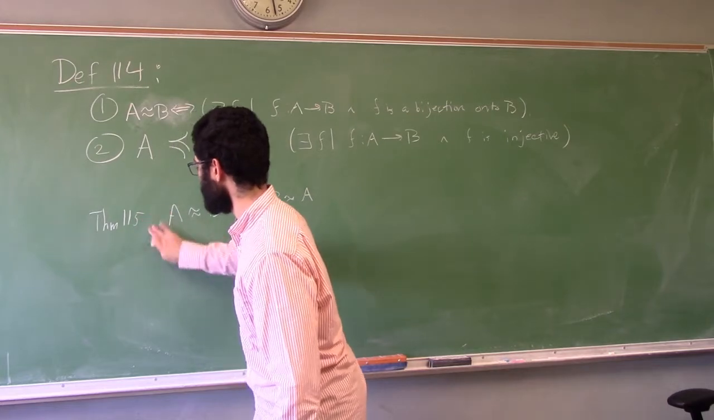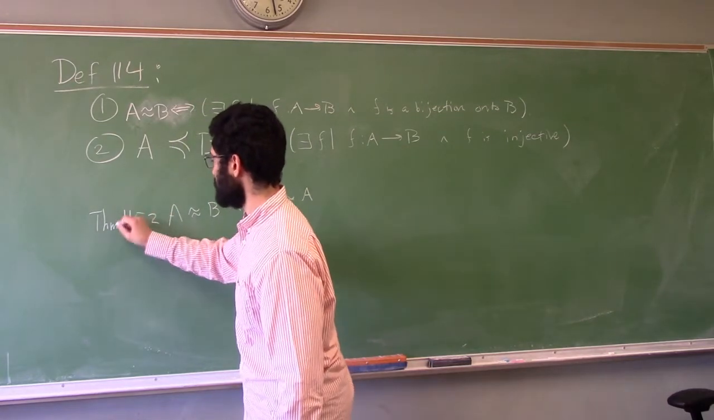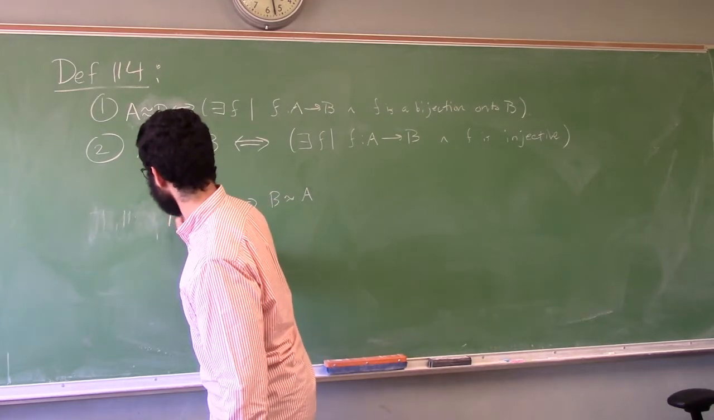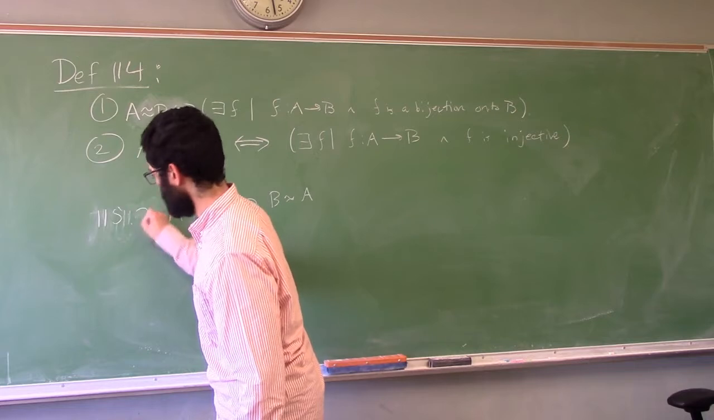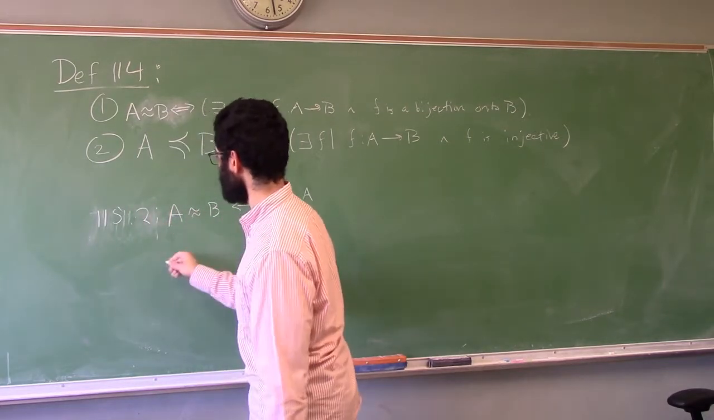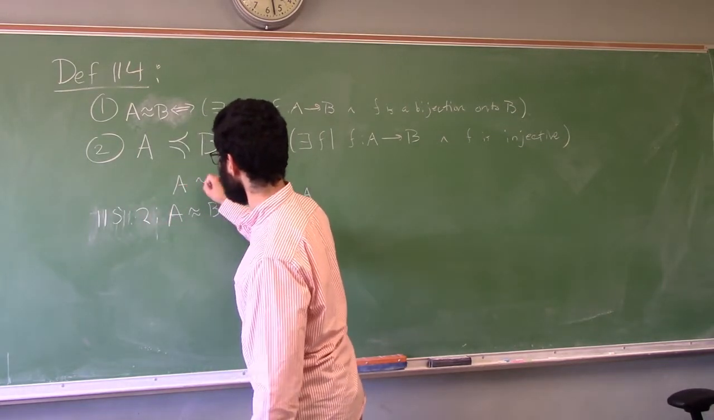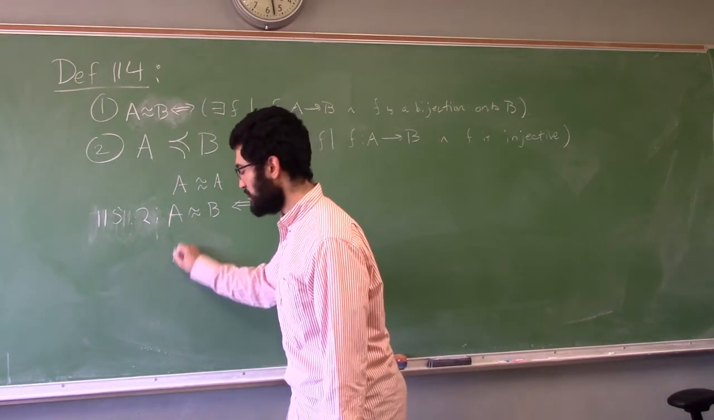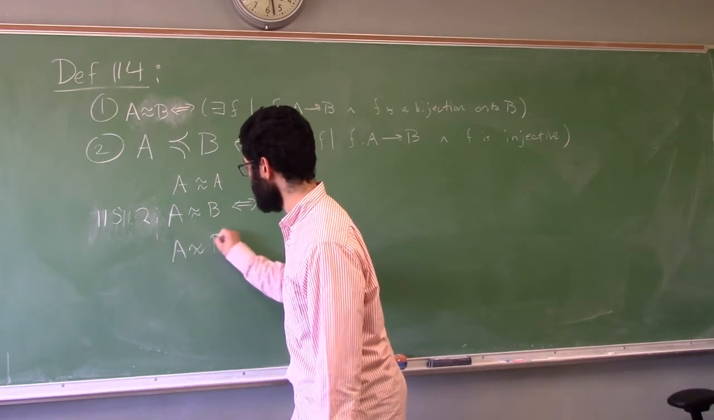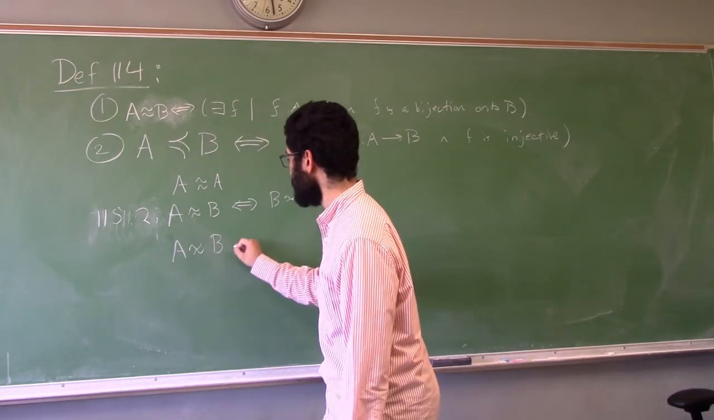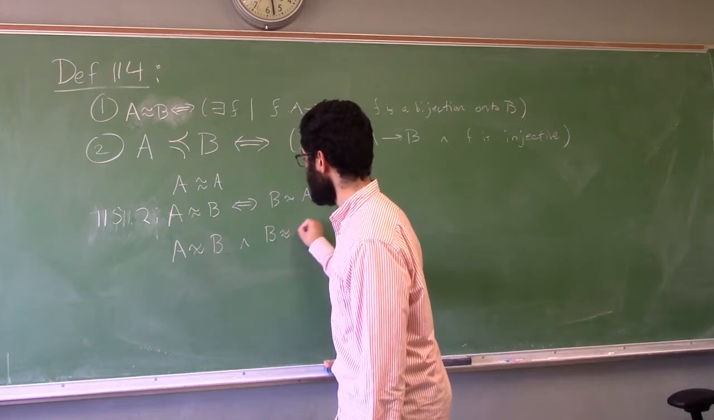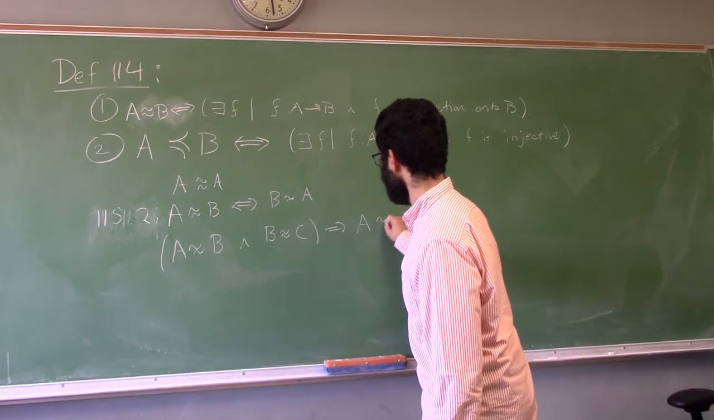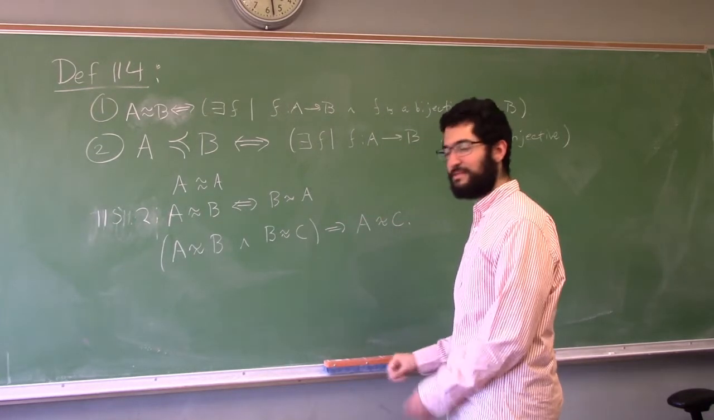115, or at least part of it. And there's also that's 115.2. And there's also 115.1, which says that things have the same cardinality as themselves. And 115.3, which is transitivity. If A and B have the same cardinality, and B and C have the same cardinality, then A and C have the same cardinality.